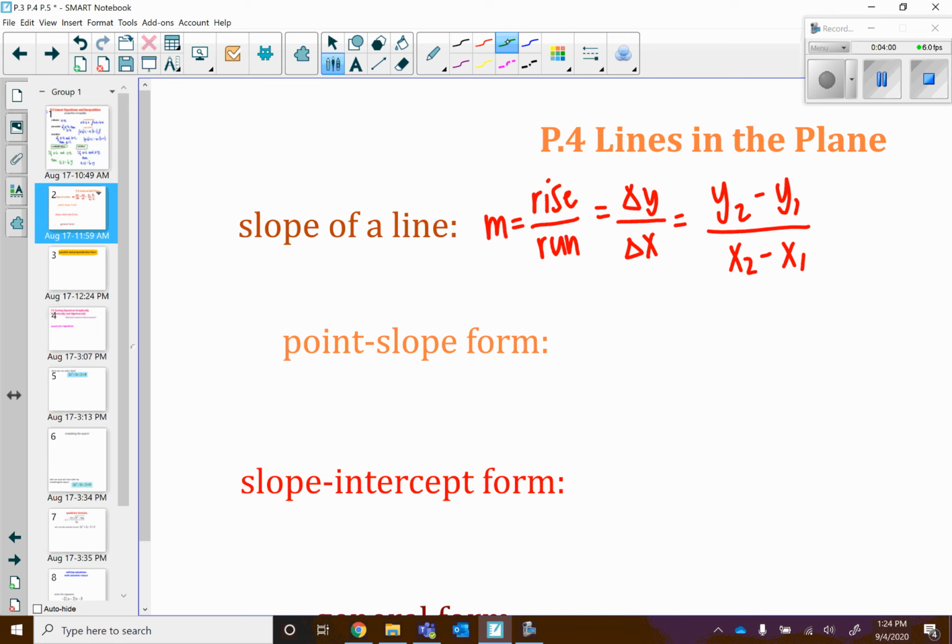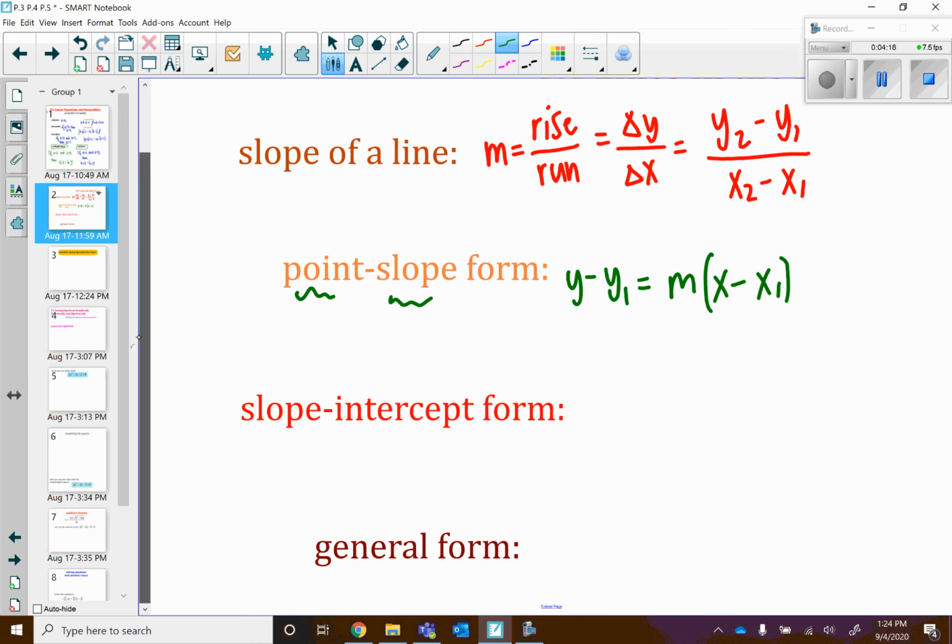All right, point-slope form of a line, we need a point and a slope. So that's y minus y1 is equal to the slope times x minus x1. We also want to look at slope-intercept form. So when we have a slope and an intercept, that is our y equals mx plus b. Of course here, b is our y-intercept.